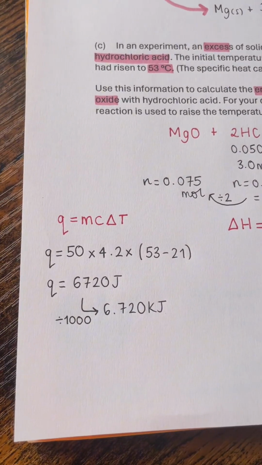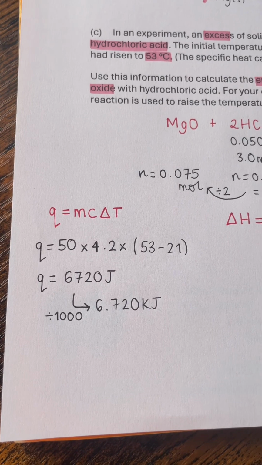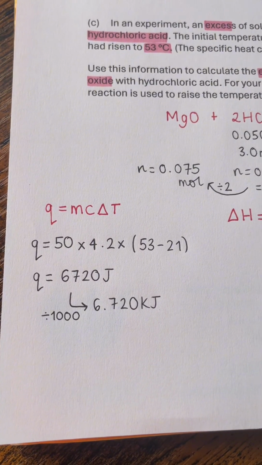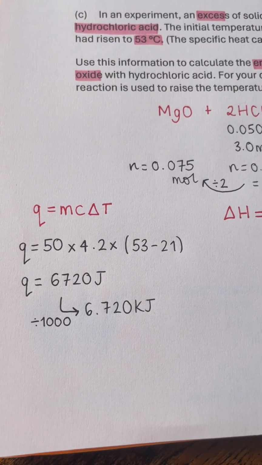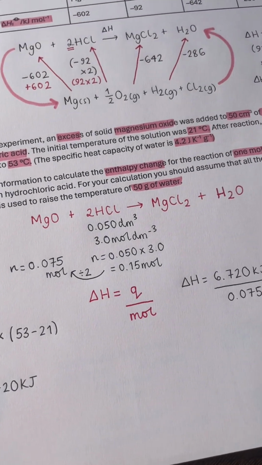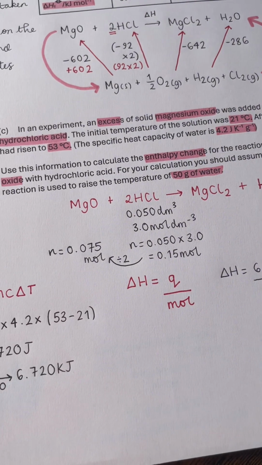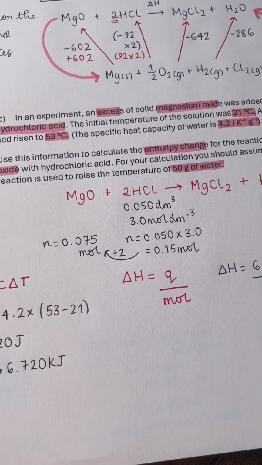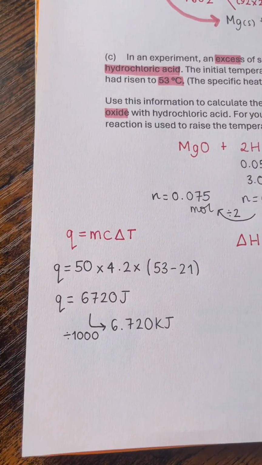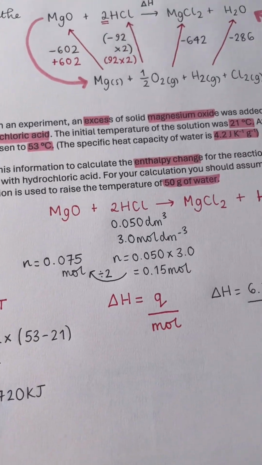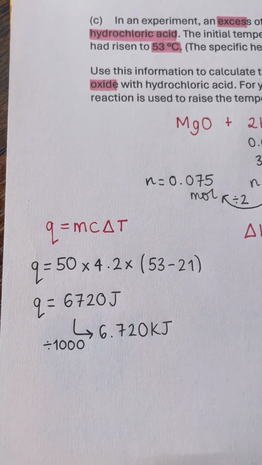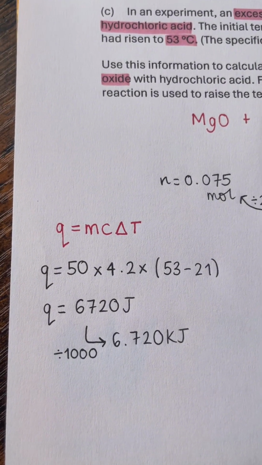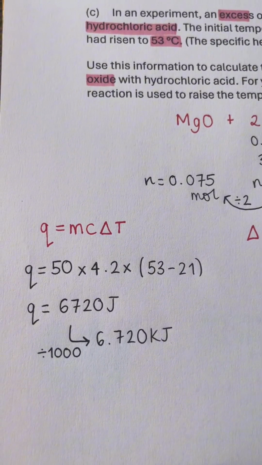Next up, we've got to get a value for Q. Q is equal to mcΔT, where m is the mass of the substance experiencing the temperature change, and we're told at the end that we should assume that all of the heat from the reaction is used to raise the temperature of 50 grams of water, so 50 grams. The specific heat capacity was given to us as 4.2. You may get it slightly more accurate than that at 4.18, but you will always be given the specific heat capacity.